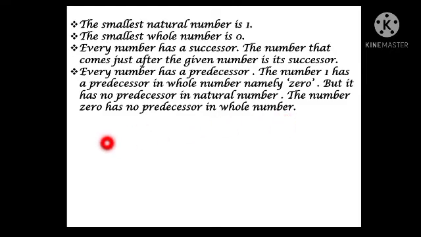The number 0 has no predecessor in whole numbers, because whole numbers start with 0. So 0 has no predecessor in whole numbers.